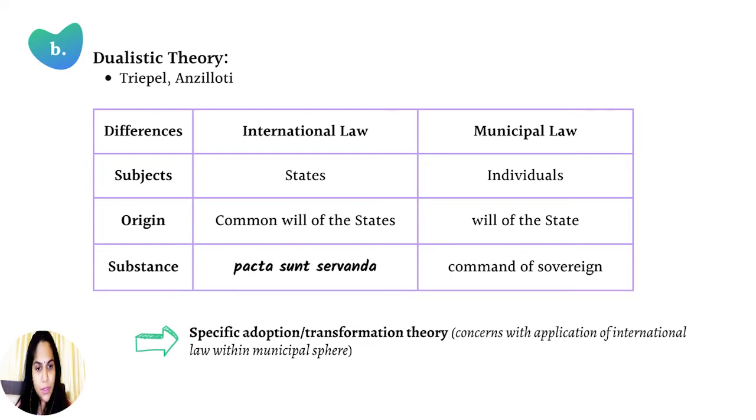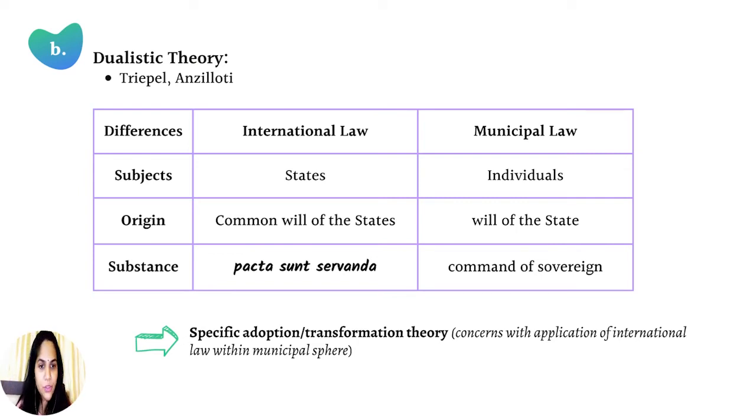The last one is the substance. Substance is also different in these two laws. For international law, the substance is pacta sunt servanda, which means the promises or agreements between the states are required to be respected. But in the case of municipal law, the substance backing it is the command of the sovereign. So this is how municipal law and international law are different according to the dualistic theory. Now let us go through the chief exponents. They are Triepel and Anzilotti, right?